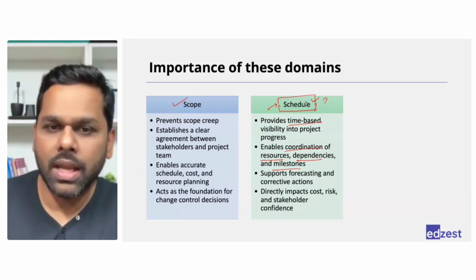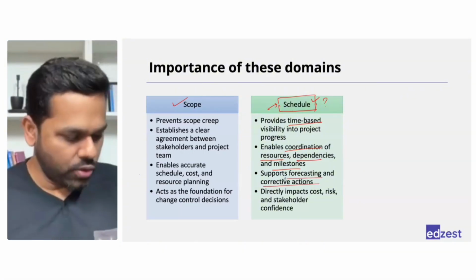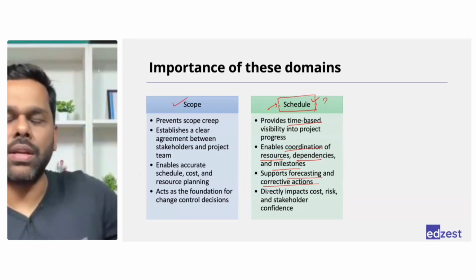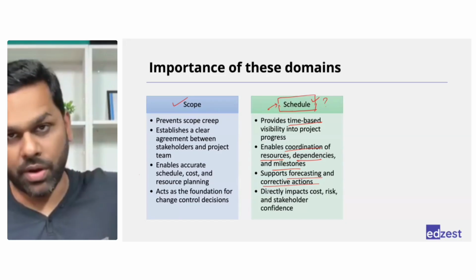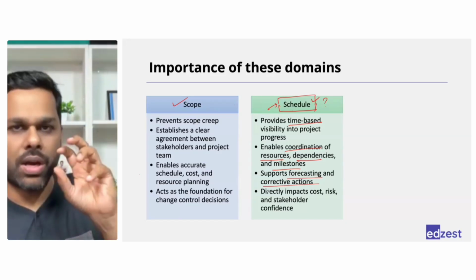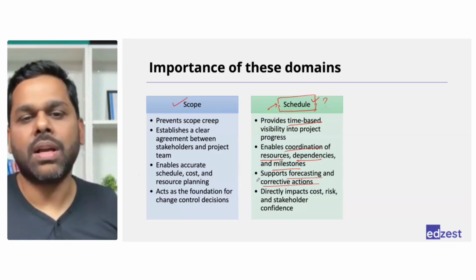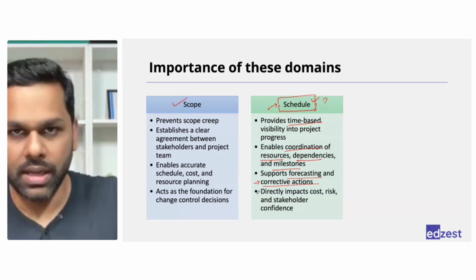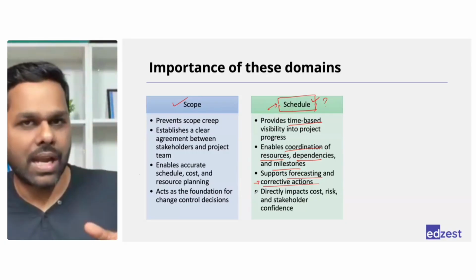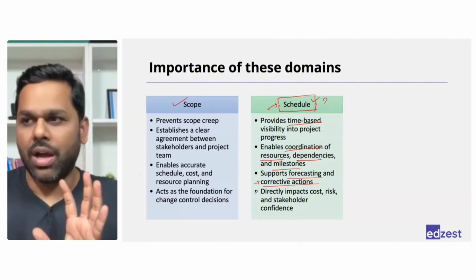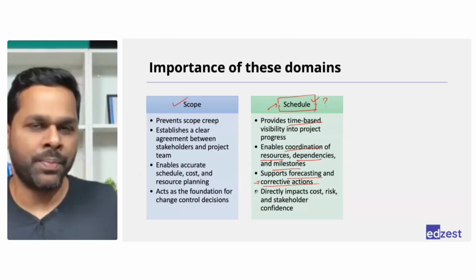Right? Third thing, it also supports in forecasting and corrective actions. When you manage schedule, one part of managing schedule is to regularly monitor whether you are delivering on time or not. Whenever you find that, okay, you are lagging behind, you will be able to take some corrective actions. So it supports that. If you have not created the Gantt chart, if you have not created the project calendar, you will not come to know whether you are on time or not. Only at the end of the project, you'll somehow know that, okay, it has gone beyond the timelines.